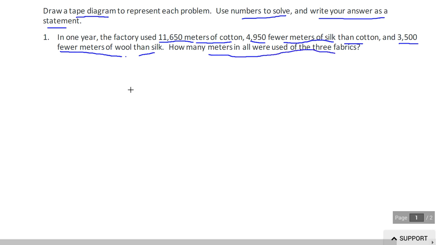Well, we know that our answer is going to be some meters. So our question is, how many meters were used in all? So we're going to say, blank meters of fabric was used. Let's put our blank down a little bit farther.